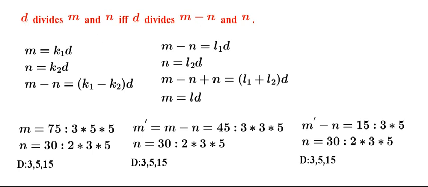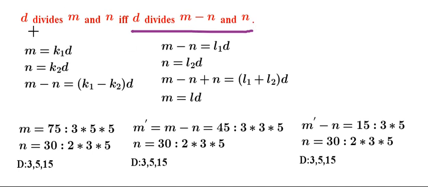So let's consider the forward direction. D divides m and n, then we need to show that D also divides m minus n and n. Since D divides m, m can be represented as a multiple of D. So m is equal to k1 times D. Similarly, D divides n also, so we can write n as a multiple of D. So n is equal to k2 times D. And now we need to show that D divides m minus n. So m minus n is nothing but (k1 minus k2) times D. So ultimately m minus n is a multiple of D. And n is anyway a multiple of D, so we can say that D divides m minus n as well as n. So the forward part is done.